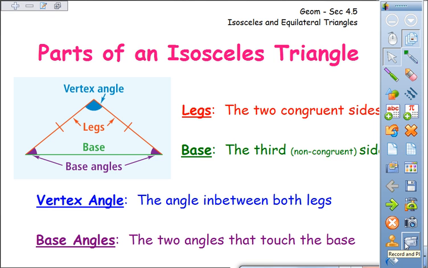Lesson 4.5, Isosceles and equilateral triangles. Here is an isosceles triangle. The vocabulary needed are legs. Legs are two congruent sides. The base is the third non-congruent side.